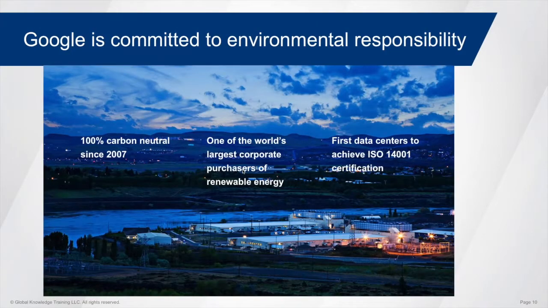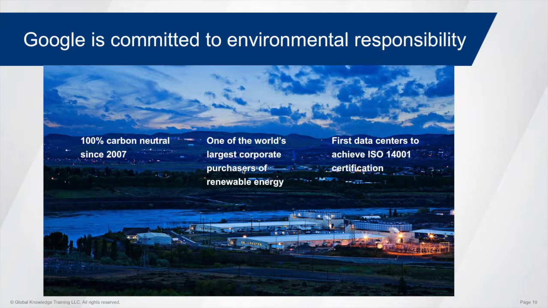This image shows Google's data center in Hamina, Finland. And with this slide, we're going to talk a bit about Google's commitment to environmental responsibility. This facility here in Finland is one of the most advanced and efficient data centers in the Google fleet. Its cooling system, which uses seawater from the Bay of Finland, reduces energy use, and it's the first of its kind anywhere in the world.